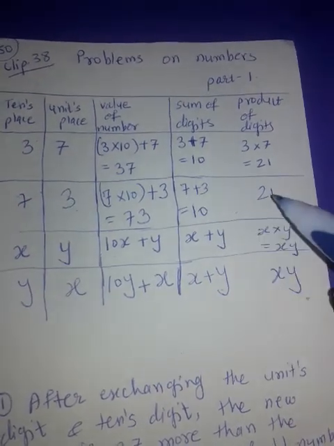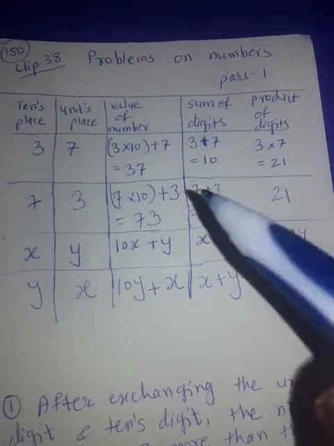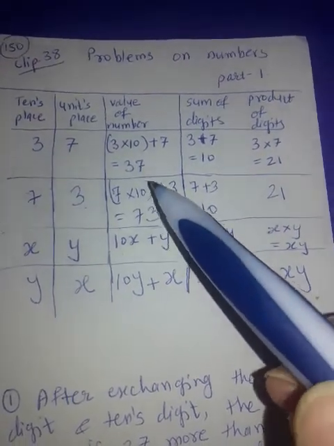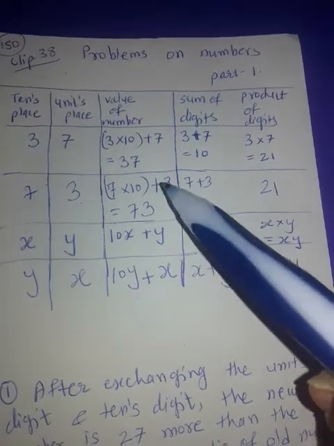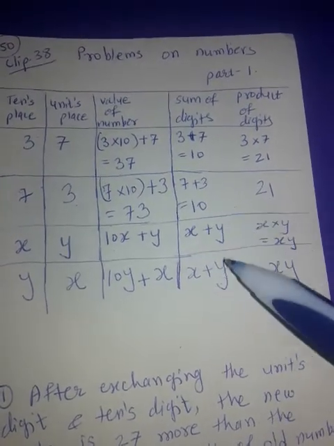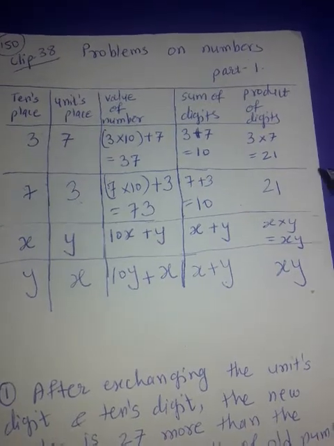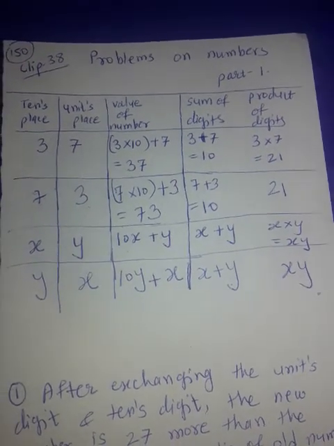Sum of digits not changing. Product of digits also not changing. What changes is the value of the number. So when I exchange the digits, the value of the number changes, but the sum of the digits does not change. I hope this point is very clear.